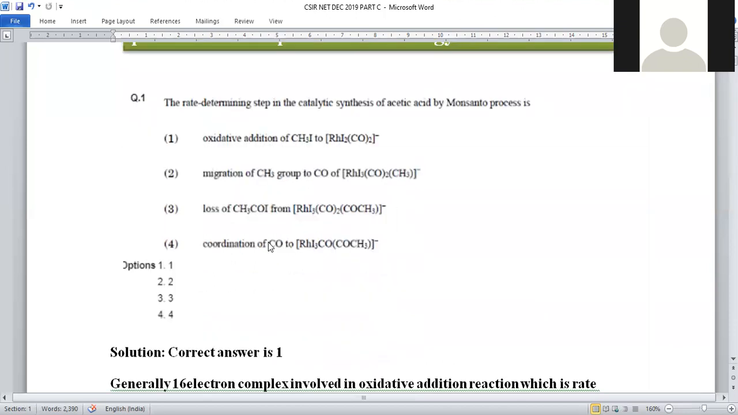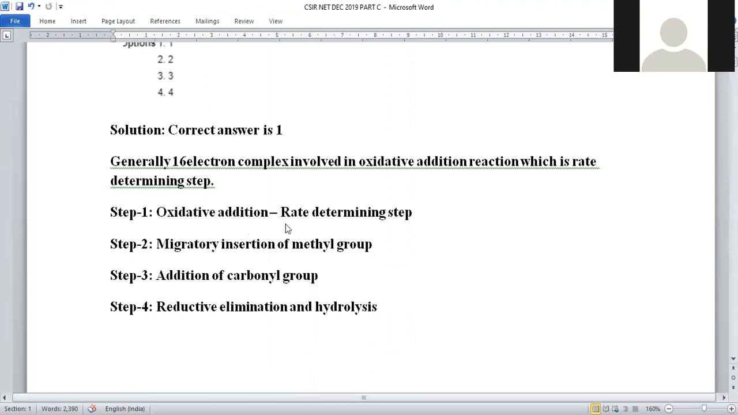Here, the first question is the rate determining step in the catalytic synthesis of acetic acid by the Monsanto process. Monsanto is the process where acetic acid synthesis is carried out using a rhodium catalyst by treating with methyl iodide, right? So the rhodium complex, when added to methyl iodide, goes through sequential steps. In those sequential steps, the final product will be acetic acid. The question here is the rate determining step. Wherever a slow reaction is there, that is considered the rate determining step. In this Monsanto acetic acid synthesis, the rate determining step will be oxidative addition.